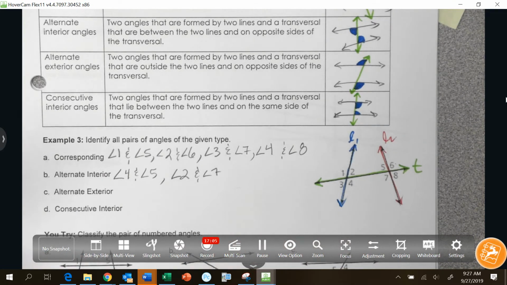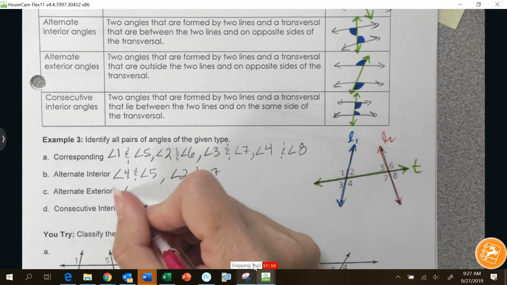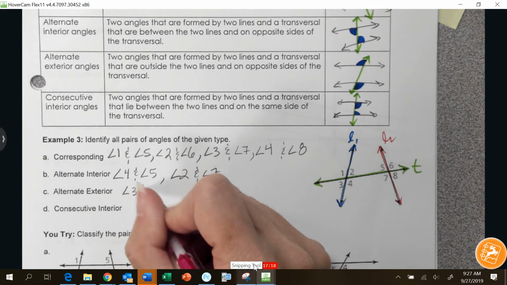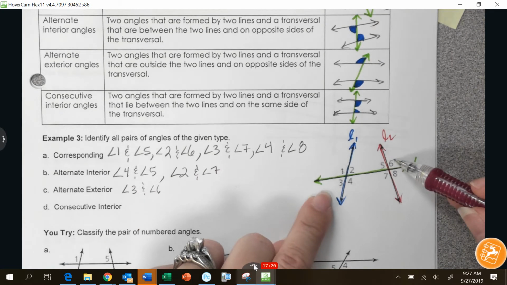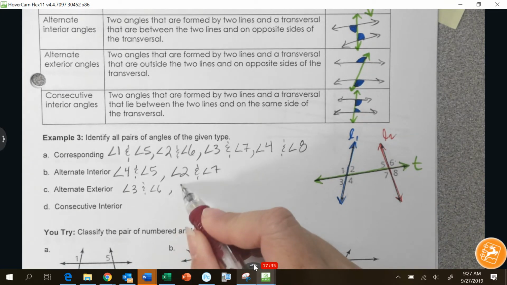Now we're going to do alternate exterior. So we're looking on the outside. Rachel, can you help me out with alternate exterior? Angle 3 and angle 6 are correct. Angle 3 and angle 6 are alternate and exterior. Yesenia, can you tell me the other pair of alternate exterior? Angle 1 and angle 8.